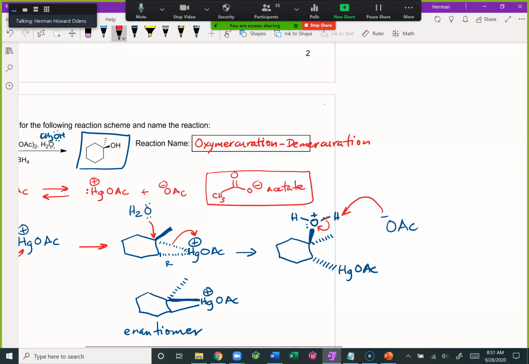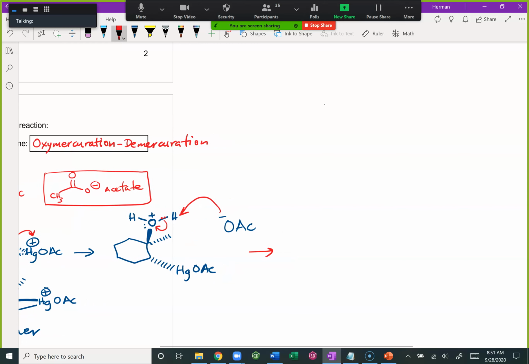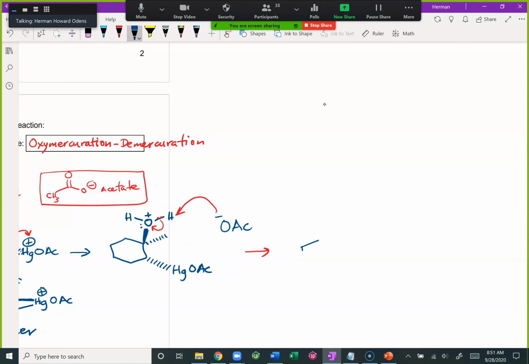I've got to hurry up here. I'm almost there. And then you form this. This is your final product here for the oxymercuration. Notice that it's an oxy because you form an OH. And this is a mercuration because you still have mercury here. All right. So this is your oxymercuration part.